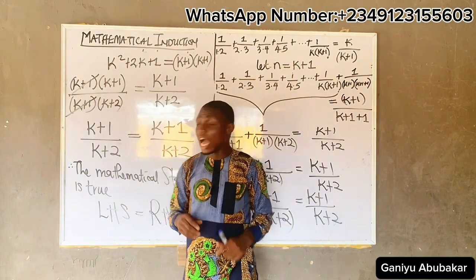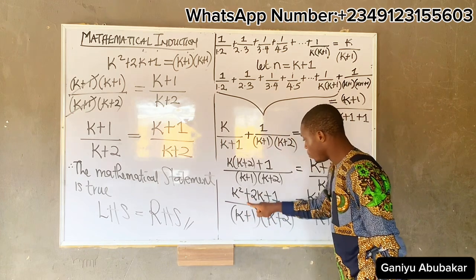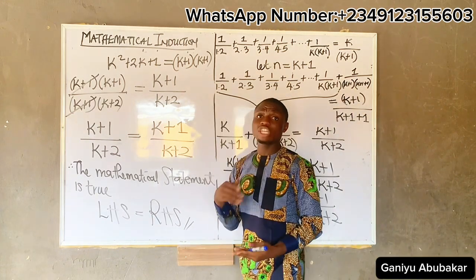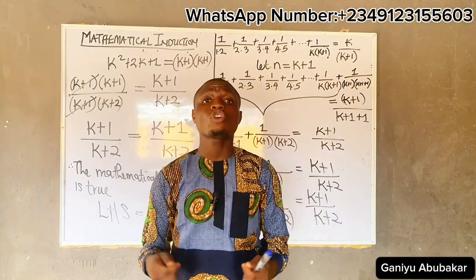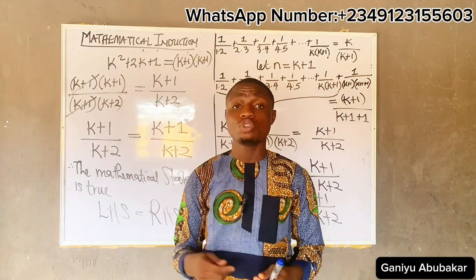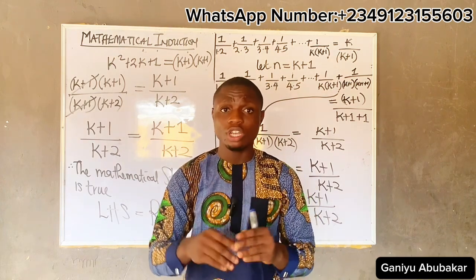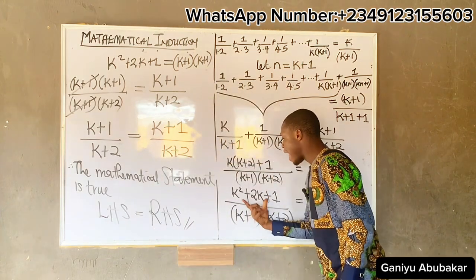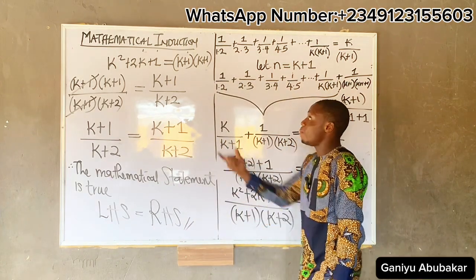If you don't get how I got K squared plus 2k plus 1 to be K plus 1, K plus 1, try to watch my video on quadratic equation under factorization method. Perhaps I'll drop the link to factorization method in the description of this video. So watch that one. It will help you understand how I condense this to become this.